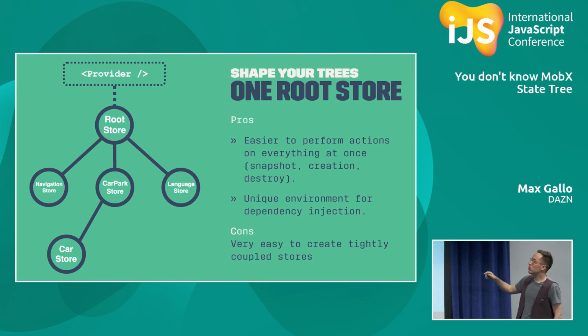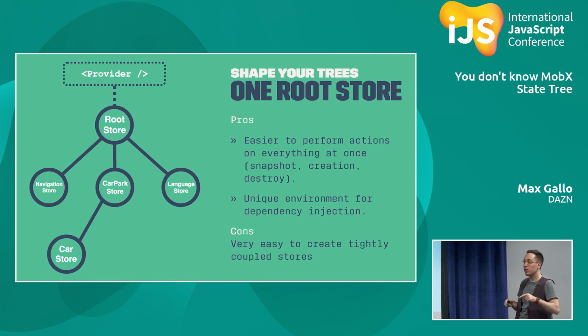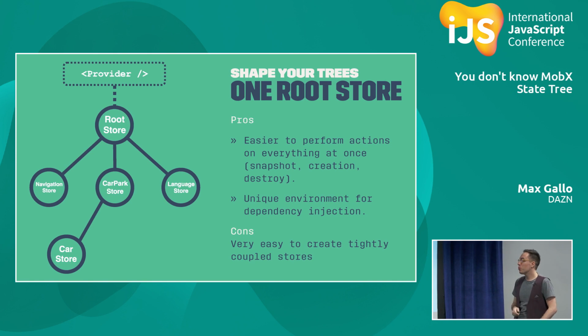So let's see pros and cons. As a pro, it's easier to perform actions on the whole tree. So imagine you need to take a snapshot of your whole application. If your whole application is in one tree, you take one snapshot. That's it. Boom, done. Same for creation, destroy. It's simply easier because your whole application is in one tree. And also, there is a unique environment for the dependency injection. Again, if you remember dependency injection from before, it's shared per tree. If I have one tree, it's shared everywhere.